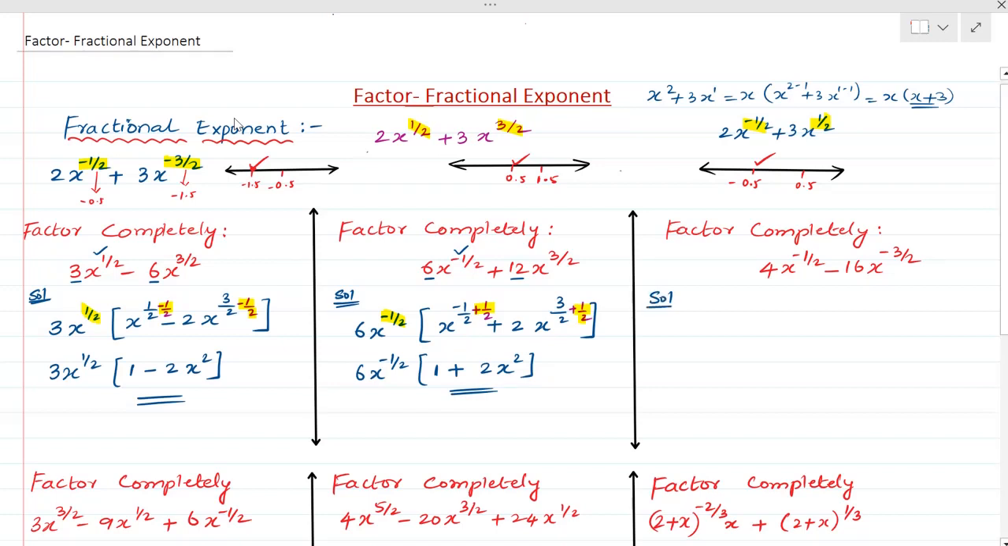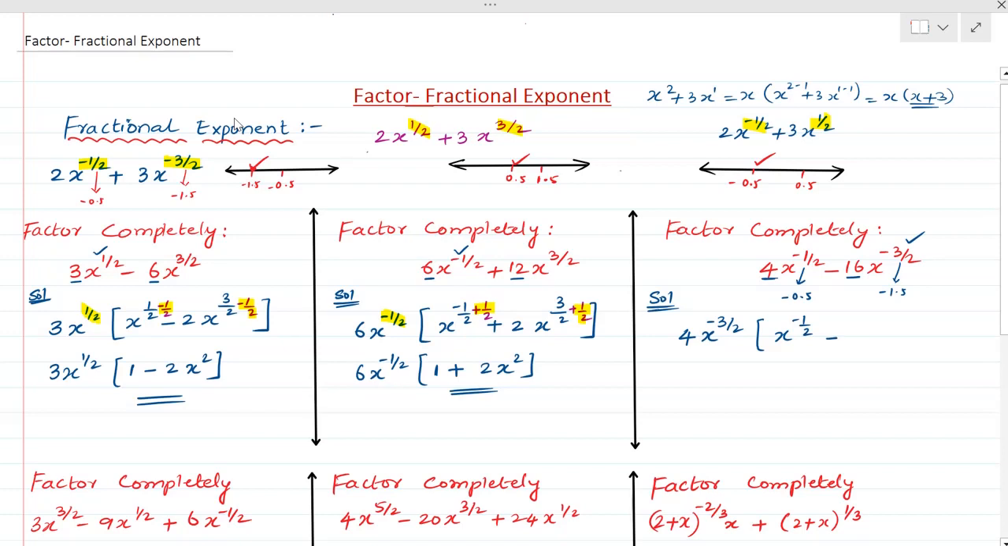Now the same thing, the next one, where both are negative. How will you solve this one? This is minus 0.5 and this is minus 1.5. Therefore, the common factor is the smallest power, minus 1.5, because it's going to the negative side. And the number, which is 4, is a common factor. X to the power minus 3 over 2 is common. Now what are the remaining terms? 4 is outside, x to the power minus 1 over 2.